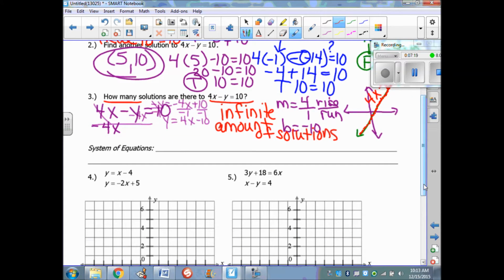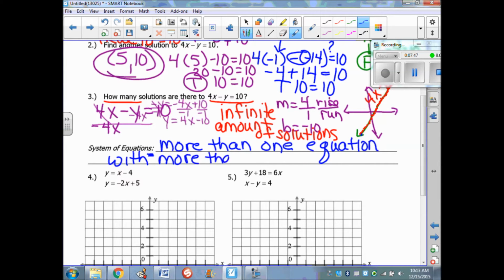So now we're going to talk about a system of equations. A system of equations. So notice that that's plural there, equations. So we're going to have more than one equation with more than one variable. So more than one equation to solve with more than one variable.